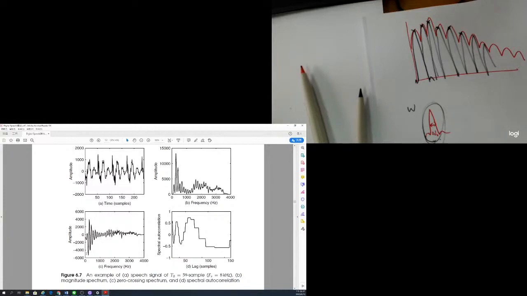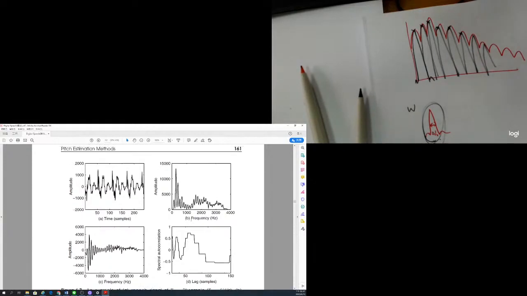So you can see B is the magnitude amplitude. Sometimes you can see the magnitude of a spectrum. Here we are trying to find something close to the double. You can see this one is similar, right? We find double pitch here.